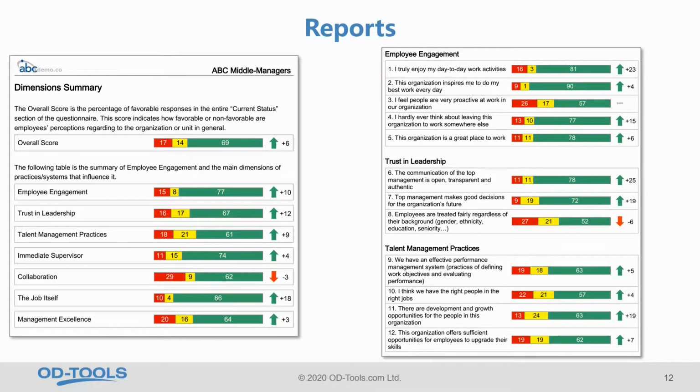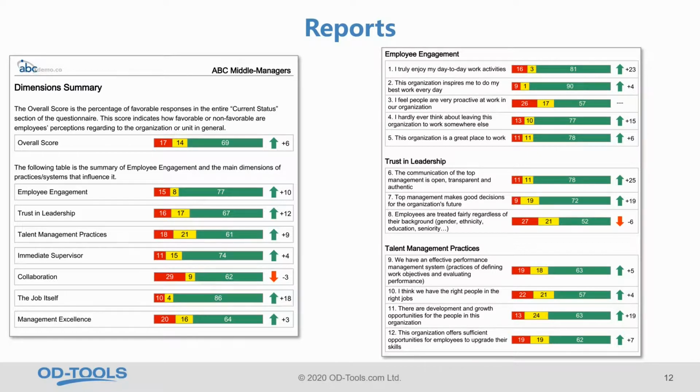As with all such surveys, the best is to look at the results on the item level, on the question level. That gives you the most clear direction. That is the most actionable result. So you can see, for example, the engagement items. Item number 1, I truly enjoy my day-to-day work activities. 81% of people in this segment responded to this item positively, which is 23% higher than the benchmark, which is in this case the total average of the company. So the middle managers are enjoying their work more than the company in general.